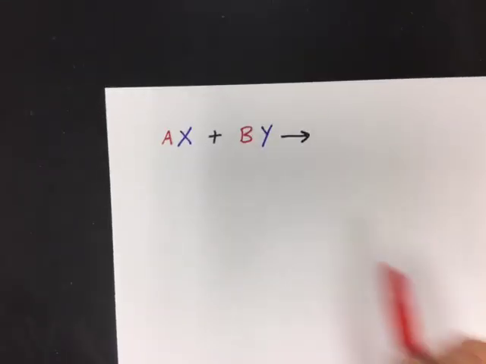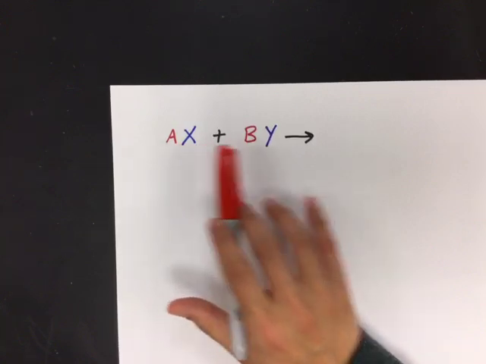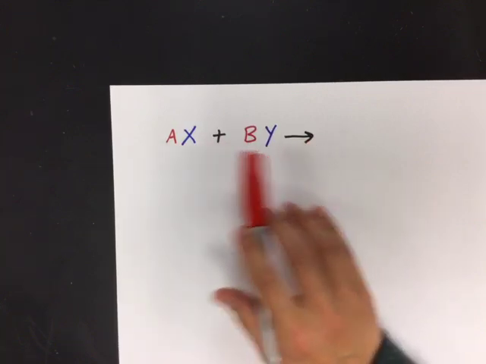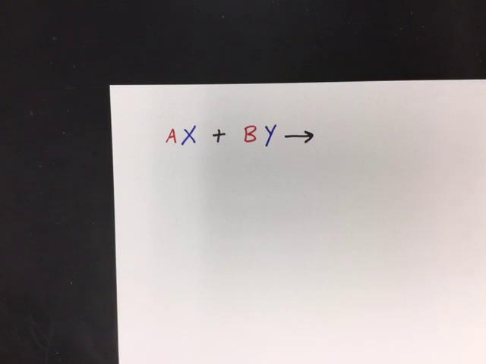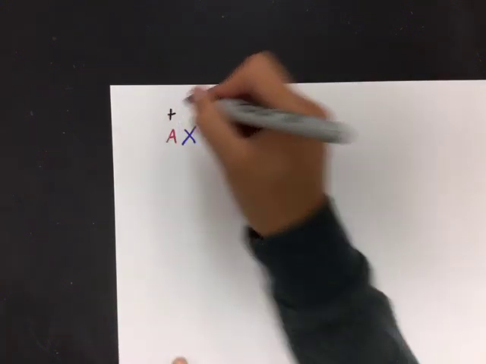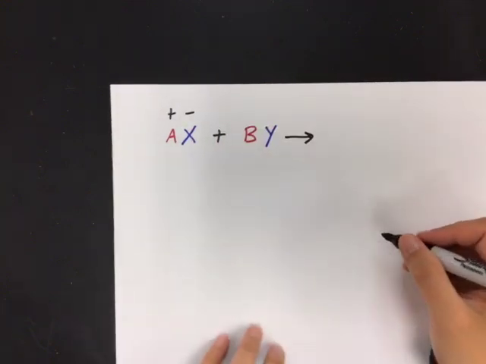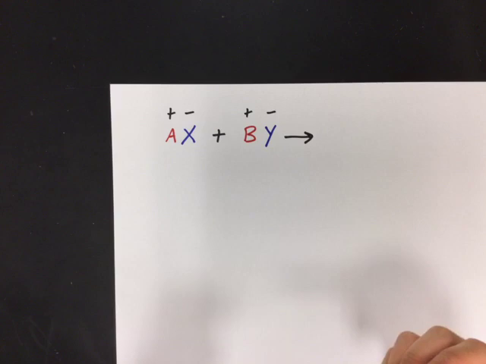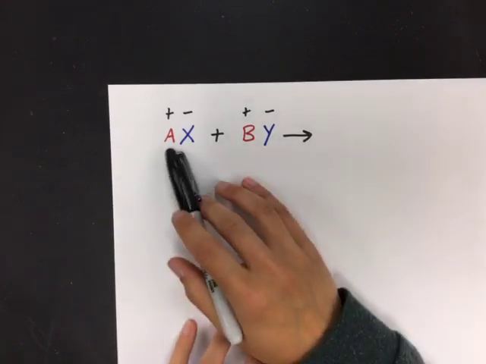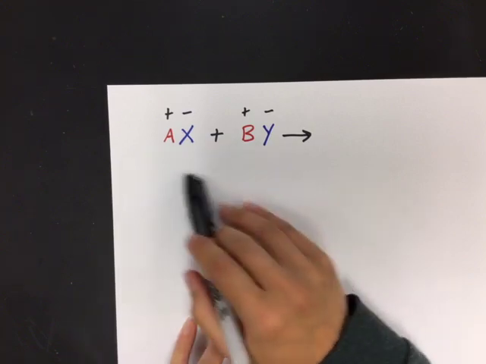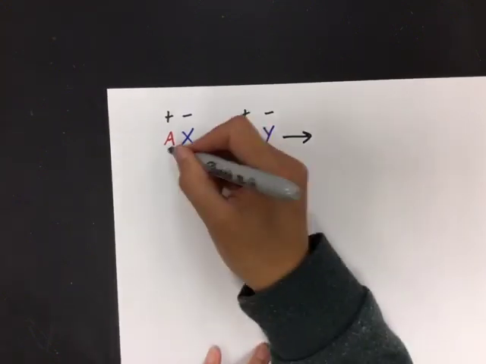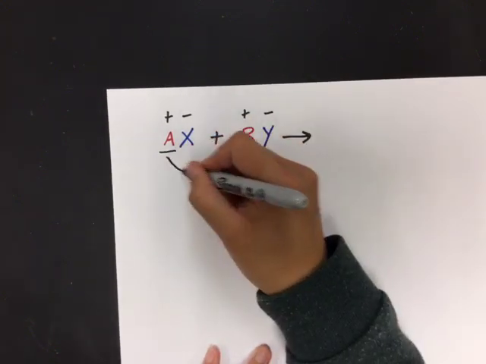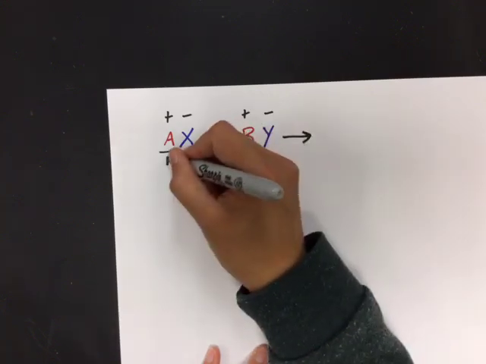Here it follows the format of AX plus BY. So we have a compound and a compound, and in these compounds, we have a positive ion and a negative ion. That's the same for both of these. The positive always comes first. So if a reaction were to happen, the positive ions are going to switch partners, or you could think of it as the negative ions switching partners, either way.